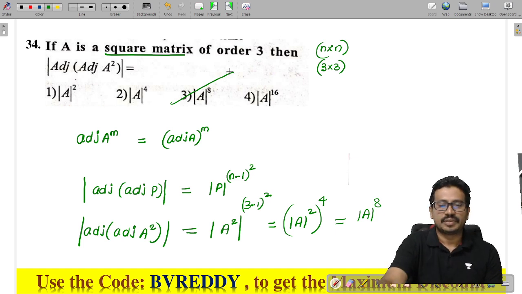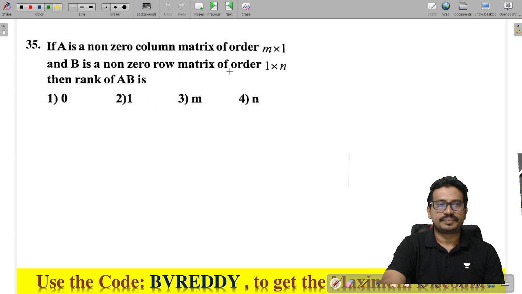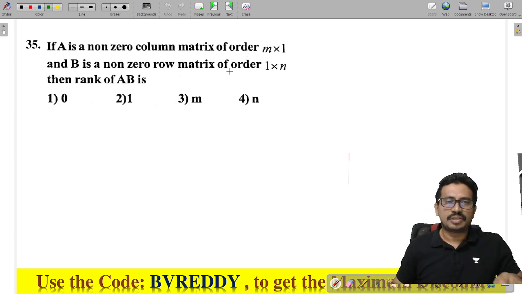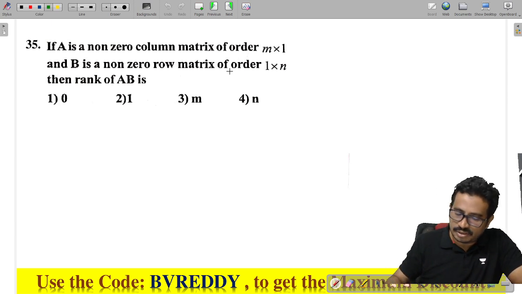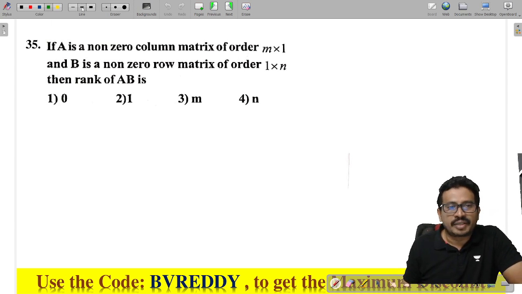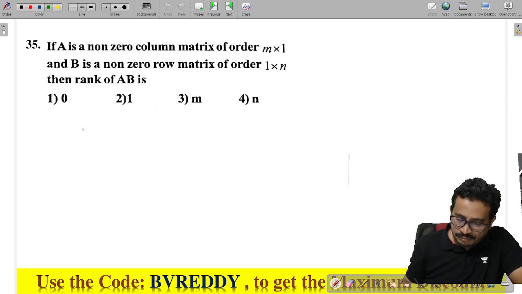Right. Next problem. If A is a non-zero column matrix of order m cross 1 and B is a non-zero row matrix of order 1 cross n, now they are asking to find the rank of AB. Tell me now, consider this A matrix, which is a column matrix.